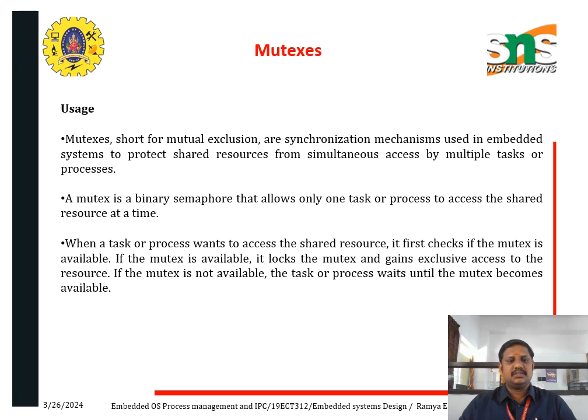Mutexes are mainly used as mutual exclusion or synchronization mechanisms in embedded systems to protect shared resources from simultaneous access by multiple tasks and processes. A mutex ensures only one task or process accesses the shared resource at a time. First, it checks whether the mutex is available or not. After it is available, it locks and gains exclusive access to the resource. After that only it will share, and the process continues, and it will be available at the other end.